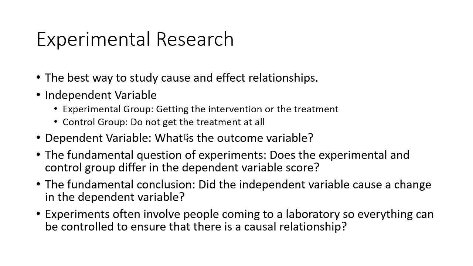Then the dependent variable is the outcome variable. If you were looking at a psychotherapy intervention to help with depression, then the outcome variable would be depressive symptoms. If it was a new antidepressant, depressive symptoms would be the outcome variable, right? So the fundamental question of experiments is, do the experimental and control groups differ in the dependent variable score? And like I said, experiments usually, not always, happen in a laboratory.